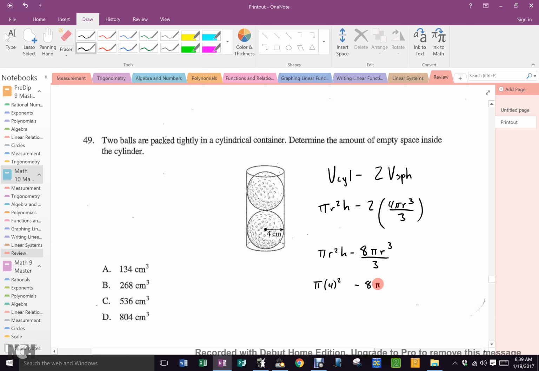Now, what is the H of the cylinder? 16. Why? You can't answer. You're the only person that said 16, so you're the only person that knows the answer. Why is this H 16? Where do you see 16?